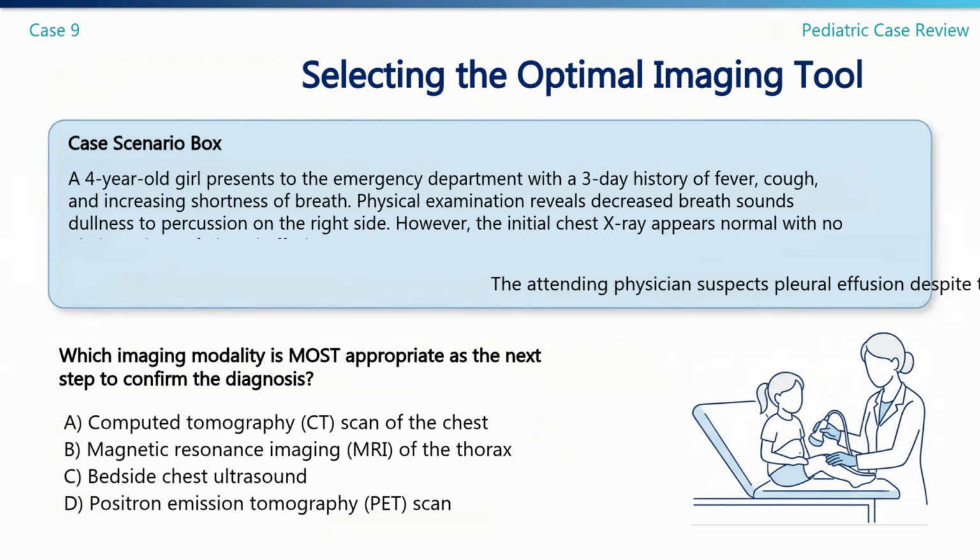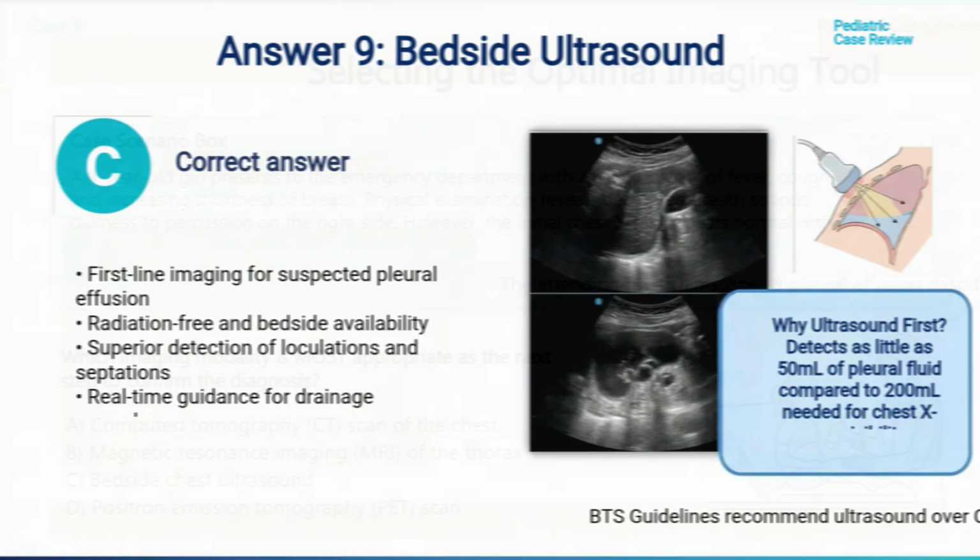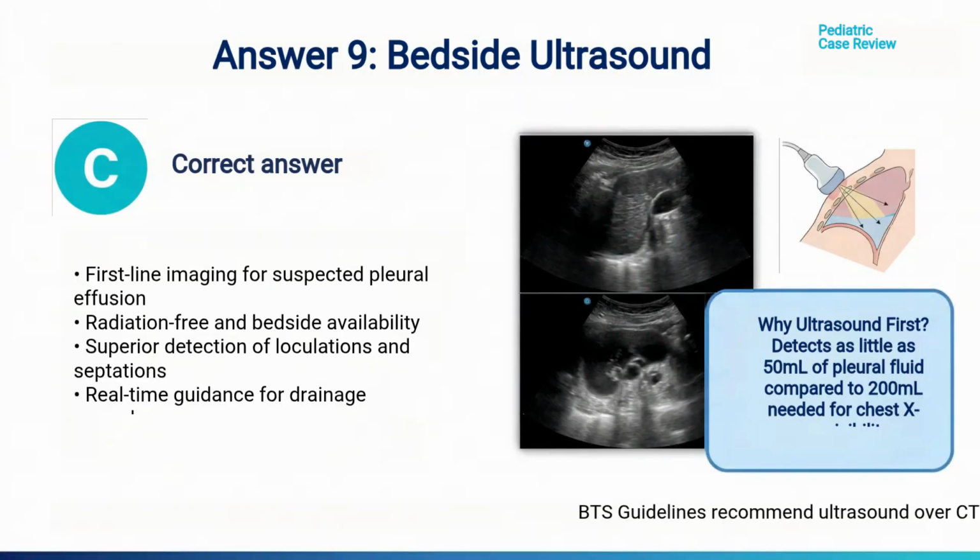Option A, computed tomography scan of the chest. Option B, magnetic resonance imaging of the thorax. Option C, bedside chest ultrasound. Option D, positron emission tomography scan. The correct answer is option C, bedside chest ultrasound.